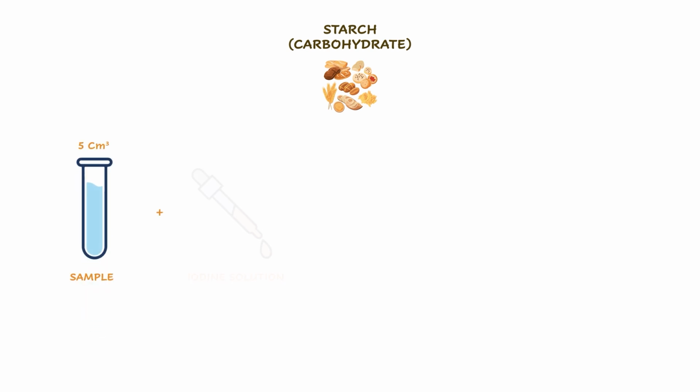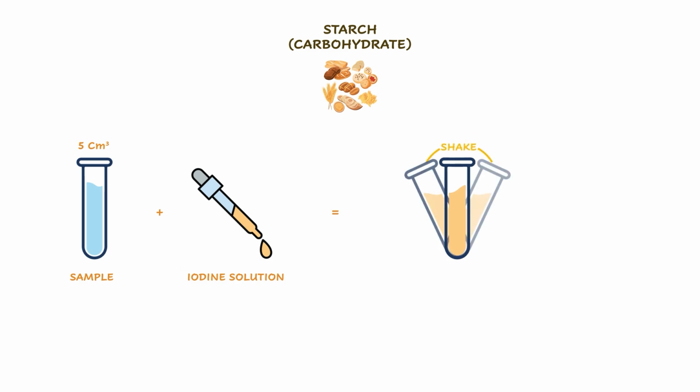Now, let's move on to starch, which is another carbohydrate but much larger and more complex. Luckily, the test for starch is simpler. Just take 5 cubic centimeters of your sample and add a few drops of iodine solution. The iodine gives the solution a brown-orange color. Give it a gentle shake. If starch is present, the color changes to a blue-black.